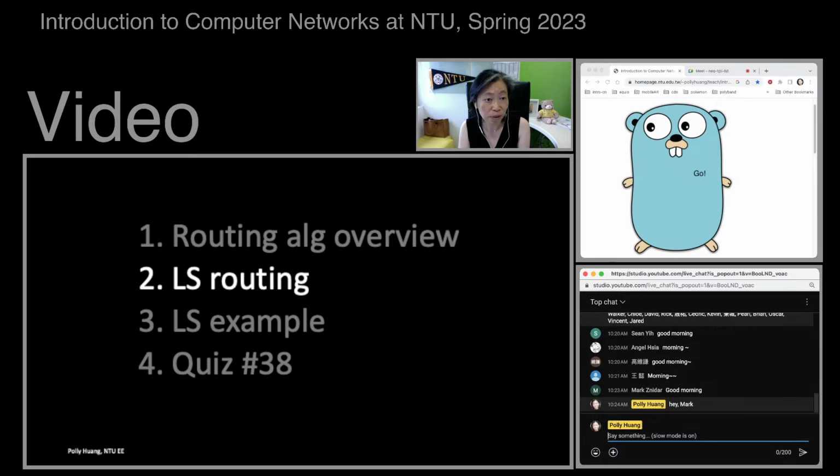Now, let's focus more on the first kind of routing, link state routing. This video is slightly less than 3 minutes, and all it does is define the terms and the notations you will see in the pseudocode that we'll see in the algorithm.